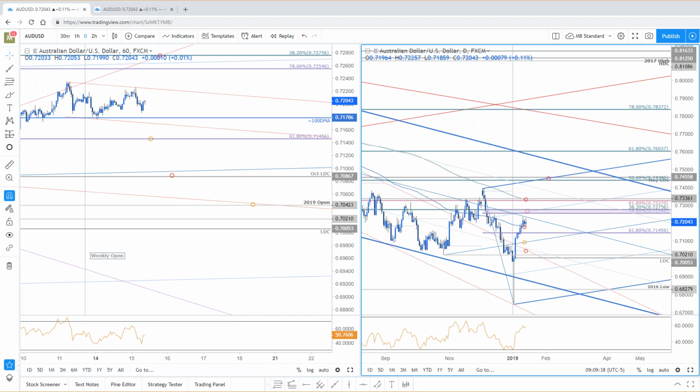Questions on Aussie. Later this afternoon, you do get Westpac consumer confidence data out of Australia. Not really a major market mover, but something to be aware of if you're heading into the Aussie session.